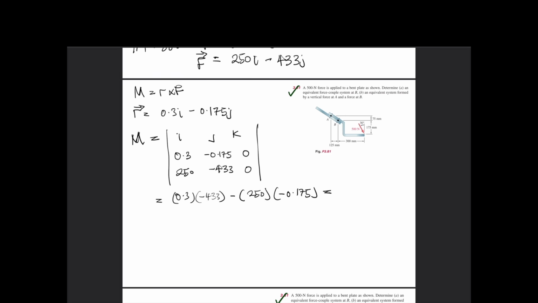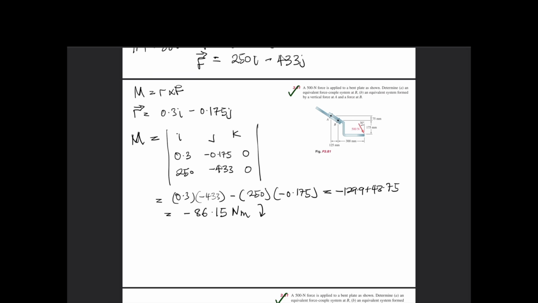So expanding that, we should have minus 129.9 plus 43.75. Then we're going to have minus 86.15 Newton meter, right? So that is simply our moment. And as you can see that it is negative, so it means it is clockwise.